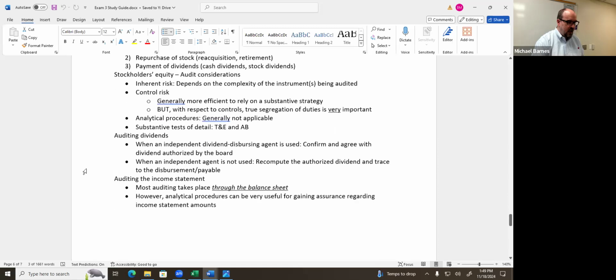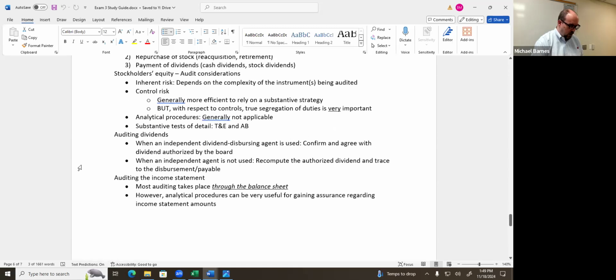Real quick, this came up, I think on the practice exam, but I want to reiterate this point, okay? Auditing dividends. There's some information here that talks about when an independent dividend dispersing agent is used and when an independent agent is not used. And you say, do I have to really memorize that, Dr. Barnes? The answer is yes and no, okay? I'm not focused so much on making sure that you memorize what the scenarios are or what the treatment is for each one, but that you understand what the primary assertions are that we're testing in those areas, okay?